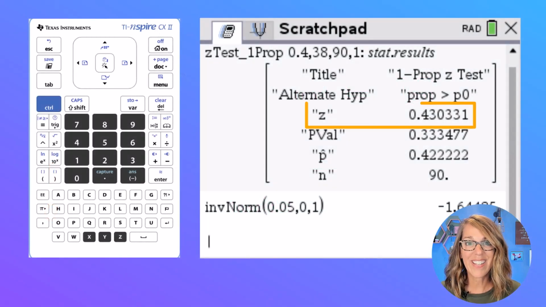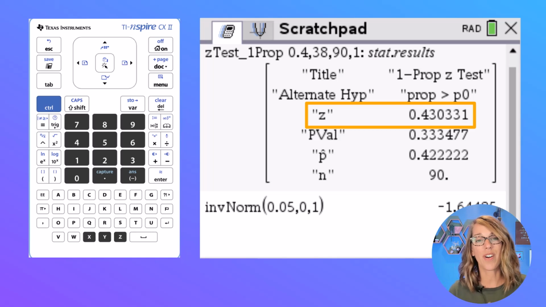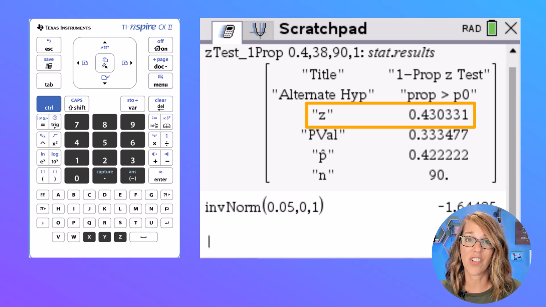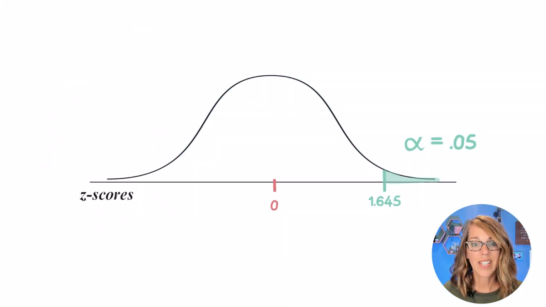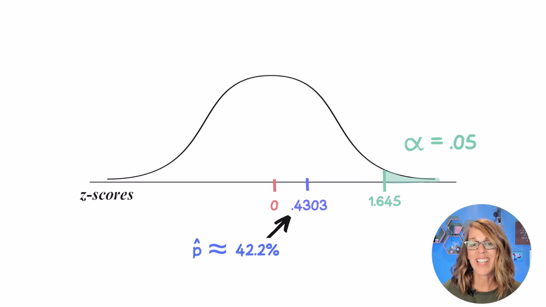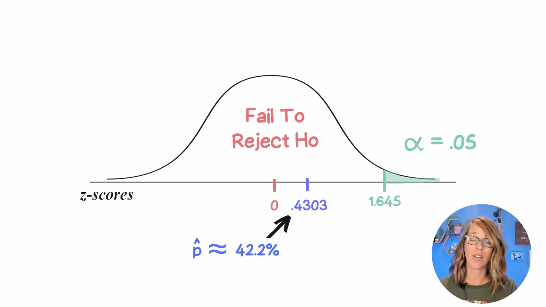Well, the test z that we got was 0.43. That's only about half of a standard deviation above. So our sample proportion of 0.422 lives in between 0, that expected value where 0.4 lived, and 1.645. I am not far enough away, so we're going to fail to reject the null hypothesis, which means that that 42.2% is not significantly higher.